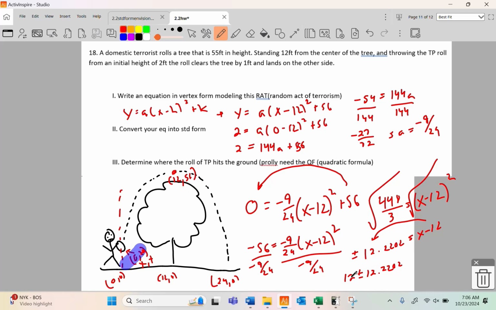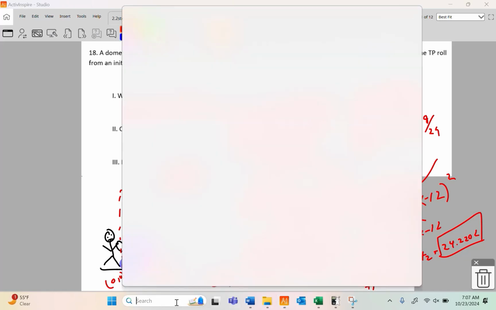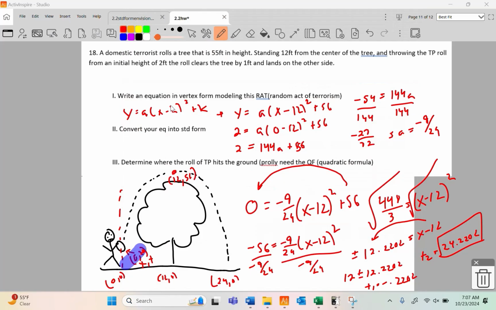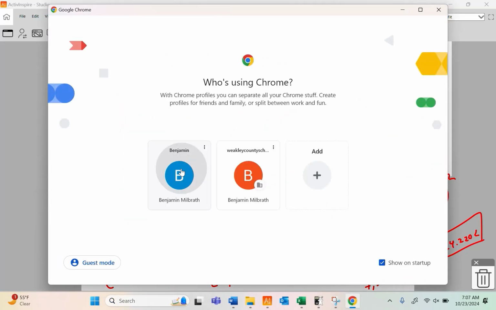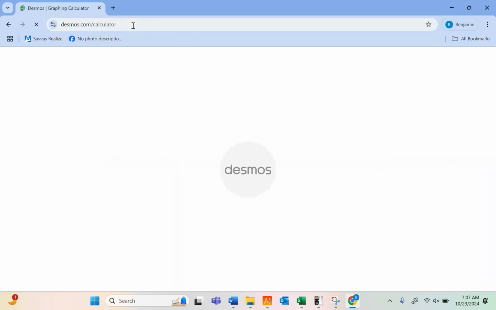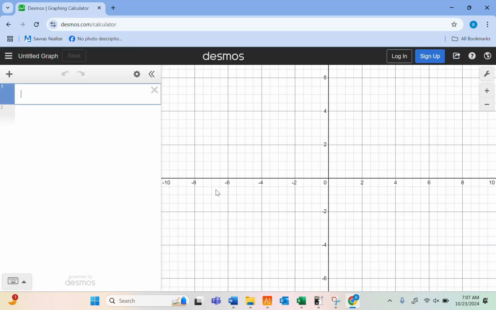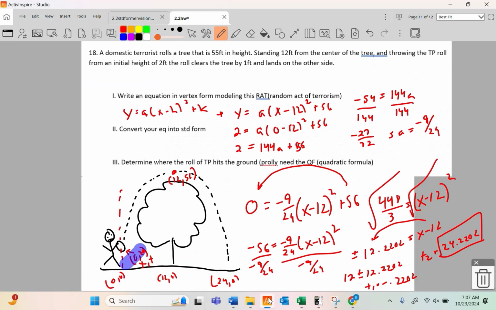Now, if I do the minus thing, if I do 12 minus that, I get negative 0.2202, which doesn't make a lick of sense. That's extraneous. And the other time is going to be 24.2202. A 24-second throw of toilet paper. That is incredibly impressive. Now, something a lot of teachers teach, and I probably should too from time to time, is just using Desmos. There's been a bigger push to get technology more involved, and as much as I'm against it, it kind of makes sense.